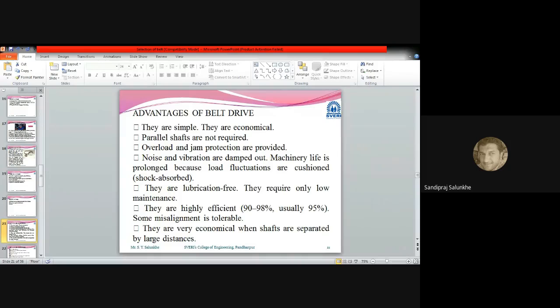Mention as advantage as well as disadvantage. Belt drive advantage and disadvantage.